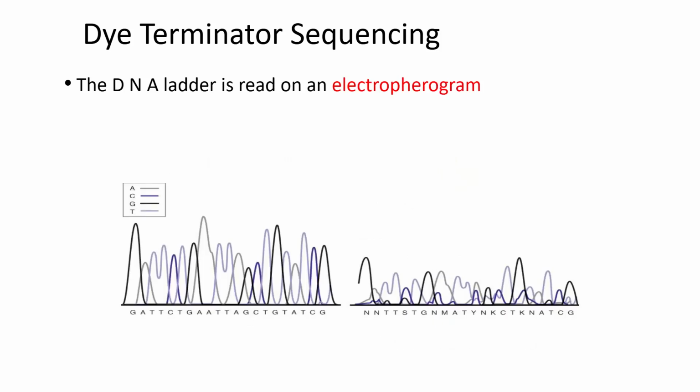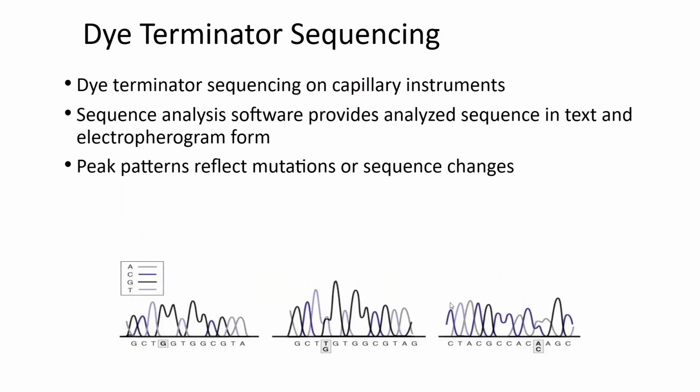The DNA ladder is read on an electropherogram. So if we do this type of sequencing, we pick up on the color changes, and it's detected using this. Sequence analysis software provides the analyzed sequence in text and electropherogram form. Peak patterns reflect mutations or sequence changes.